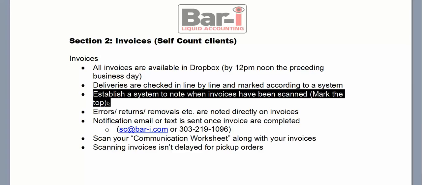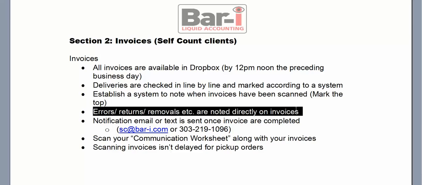And what we typically recommend is to write "bar I" and circle it on the top of the invoice once you've scanned it. By having just a very basic system like that, we'll ensure we don't get double scans and we don't miss invoices and we're not chasing after those silly pieces of paper. The easiest way, if you have any adjustments or things that aren't correct, such as errors where they didn't deliver what they said, you sent something back because they sent you something you didn't want or they subbed something, the easiest way to communicate this is to write it directly on the invoice at the time when you're checking in the product.